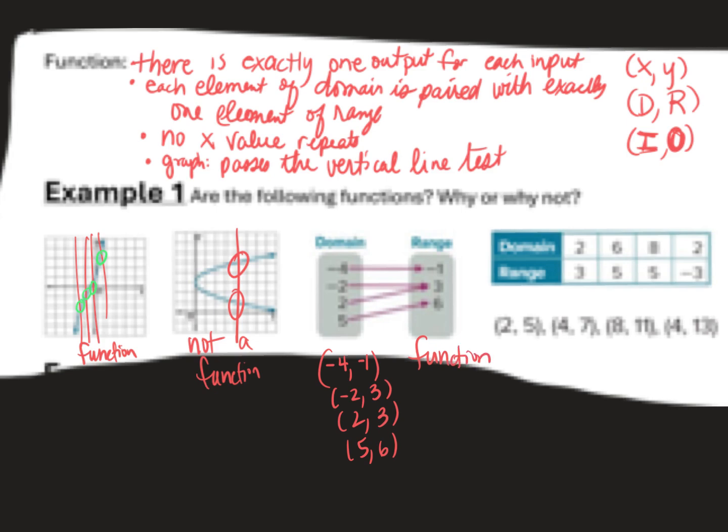Then when I look at the next example, I have a table. The domain are my x values, and 2 x values repeat. So that means this one's not a function. And next I just have a relation that's a set of ordered pairs. Do any of my x values repeat? No, so this one is a function.